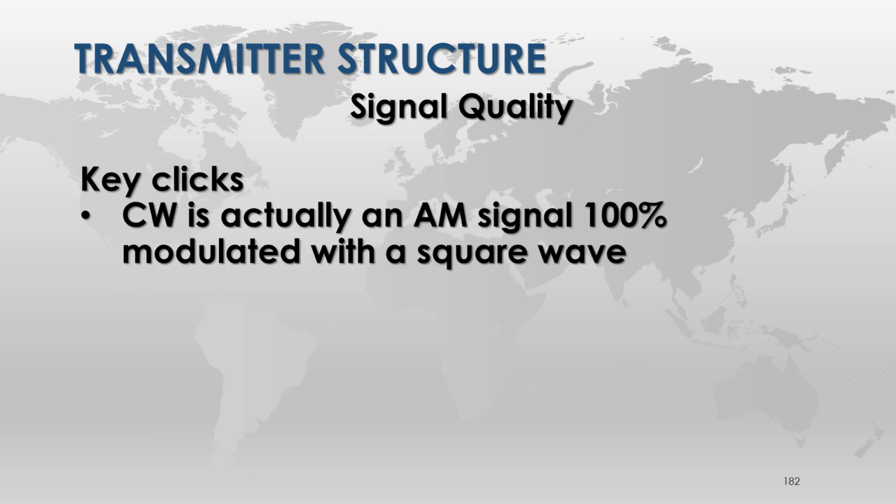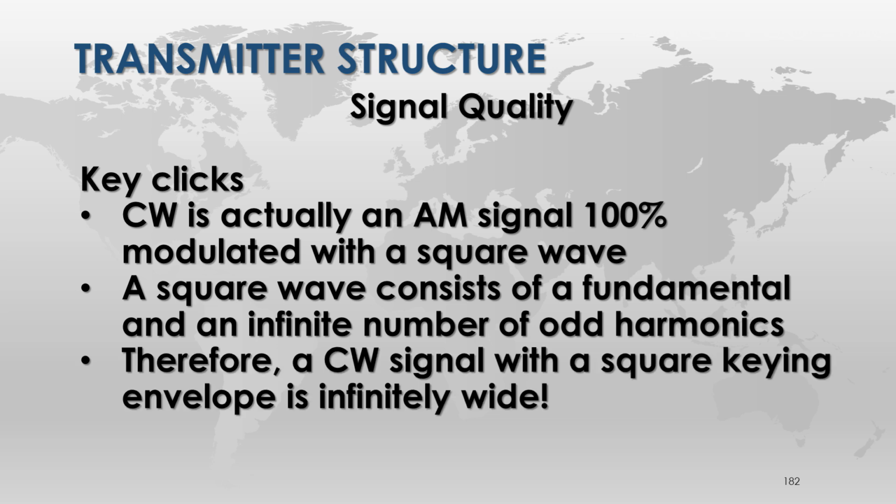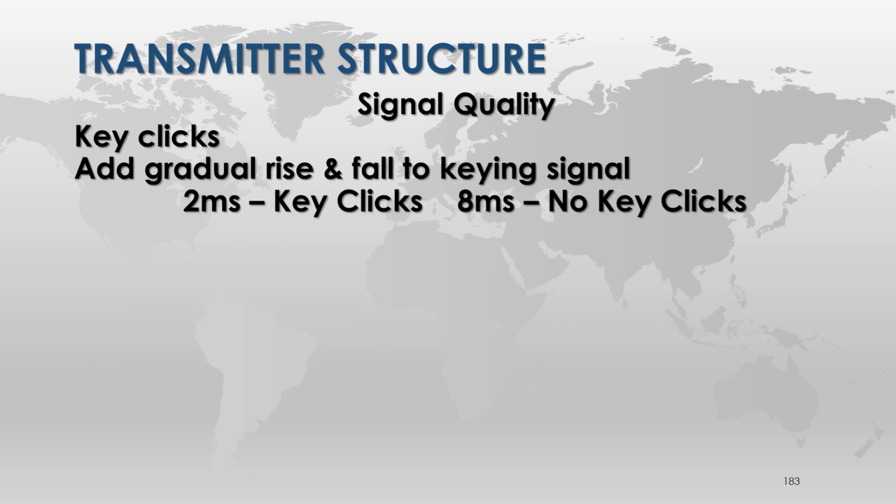Key clicks. CW is actually an AM signal 100% modulated with a square wave. I think we've got a picture coming up shortly. A square wave consists of a fundamental and an infinite number of odd harmonics. Therefore, a CW signal with a square keying envelope is infinitely wide. Key clicks are reduced with a gradual rise and fall to the keying signal. 2 milliseconds is key clicks. 8 milliseconds is no key clicks.